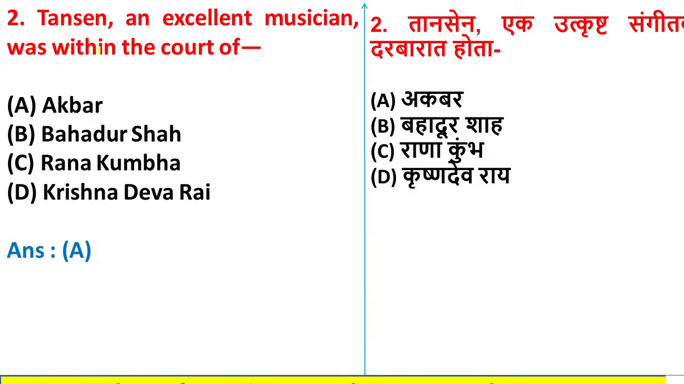Now question number 2. Tansen, an excellent musician, was in the court of option A, Akbar, option B, Bahadur Shah, option C, Rana Kumbha, option D, Krishnadevaraya. A very easy question, and the answer is already displayed on the screen. As you all know, Tansen was a musician in the court of Akbar. So the correct answer is option A.